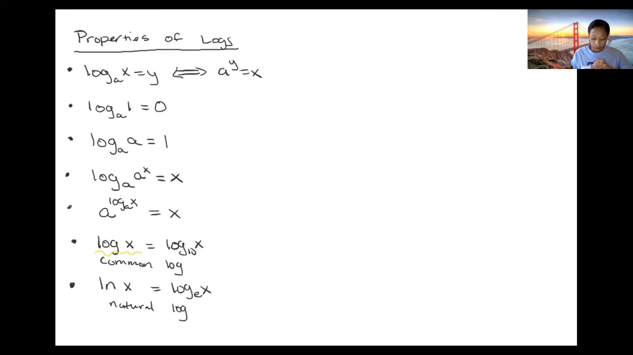All right, there are three more properties in a rule that I want us to write out here. The next 3 properties help us if we need to expand or condense a logarithmic expression. So the first one tells us if we have the log with any base of 2 terms being multiplied, we can expand this to the sum of 2 separate logs. So log base a of m times n is log base a of m plus log base a of n. So we can expand that to a sum of 2 different logs.